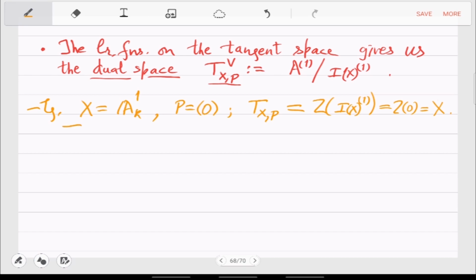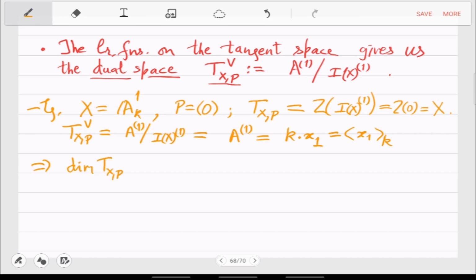What is the dual of that? So dual is E1 mod ix1, which is 0, so it's E1, which happens to be just k times x1, right? Or the vector space spanned by x1 over the base field K. Right. So in this case, you can also look at the dimension. So what is the dimension of the tangent space? So that is, for the affine line, 1. What is the rank of the tangent space as a vector space over the base field K? That's also 1. And what is the dimension of the dual? That's also 1. Or maybe I should say rank.